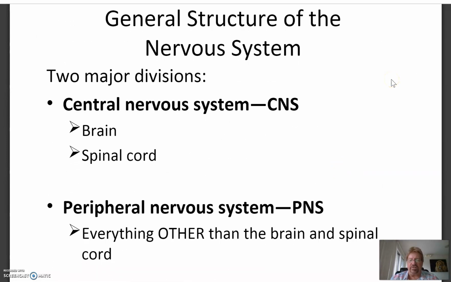There are two parts to the nervous system. The central nervous system, which is the brain and the spinal cord, and the peripheral nervous system, which is everything else. So how do you remember that? The central nervous system is the brain and the spinal cord. It's abbreviated CNS, and that's acceptable to refer to it that way. The PNS, peripheral, is everything else. We're going to go into it later.